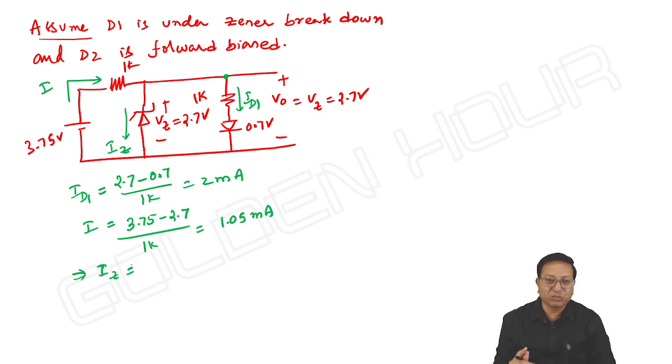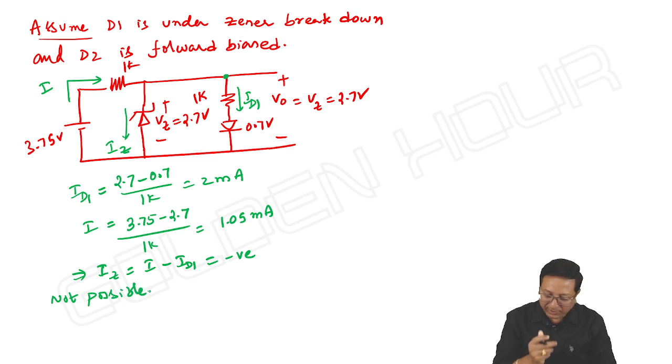Is it possible? Two positive quantities you added, the result should be more than any one of the individuals. But here you are getting the result to be less than the individuals. So something is fishy. I minus ID1 is negative, which is not possible.